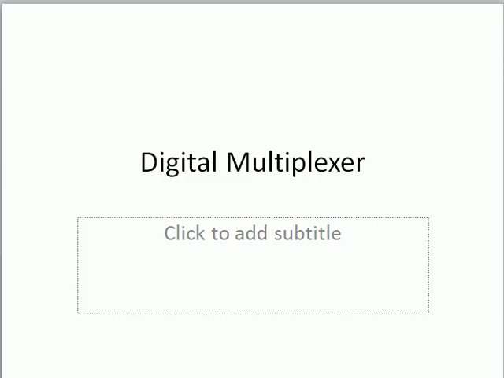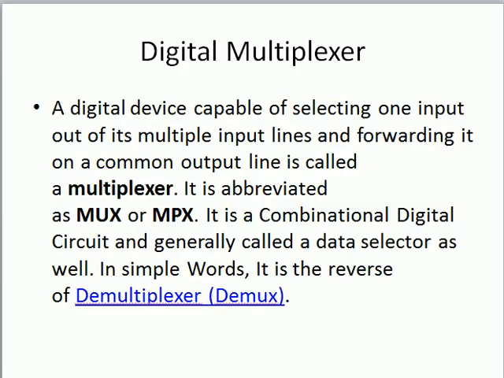Students, in the last lectures we discussed encoders and decoders, and today we are discussing a very important topic in combinational circuits, that is the digital multiplexer. First of all we will see what a digital multiplexer is, and after that we will discuss the types of multiplexers. The digital multiplexer is also known as MUX.